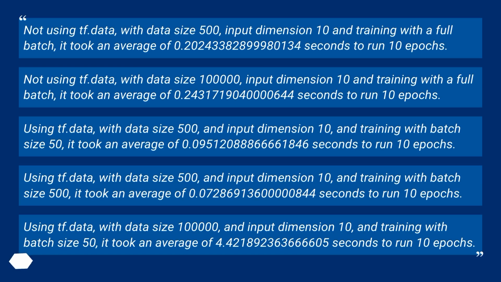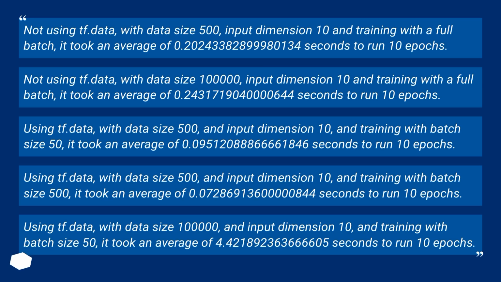Using tf.data, with data size 500, and input dimension 10, and training with batch size 50, it took an average of 0.095120888866661846 seconds to run 10 epochs. Using tf.data, with data size 500, and input dimension 10, and training with batch size 500, it took an average of 0.072869136000000844 seconds to run 10 epochs.